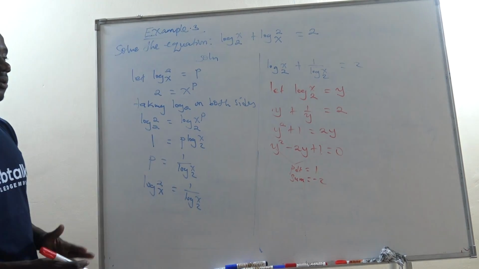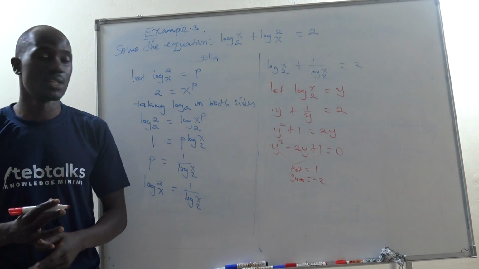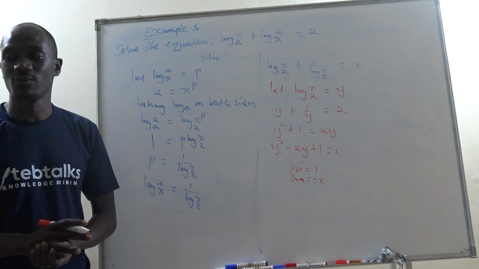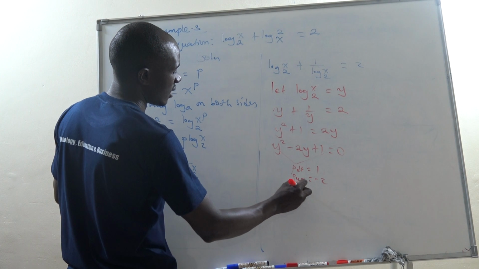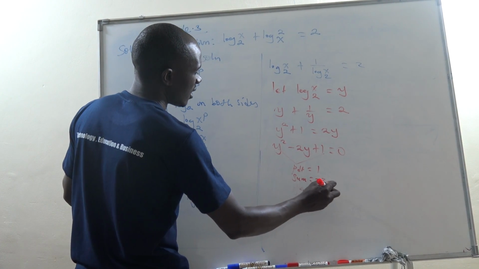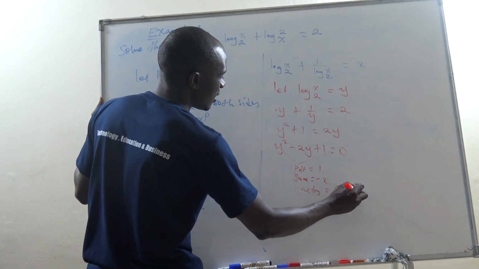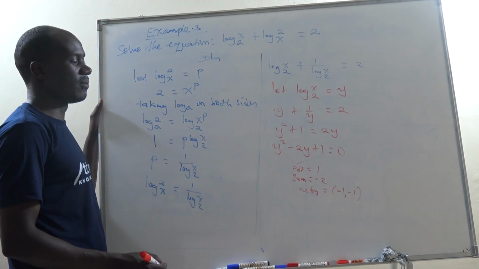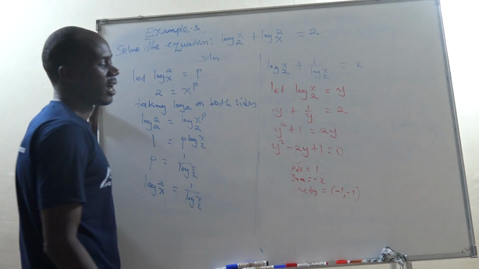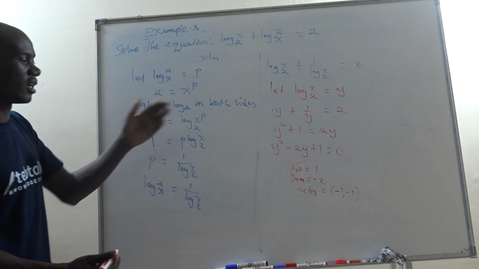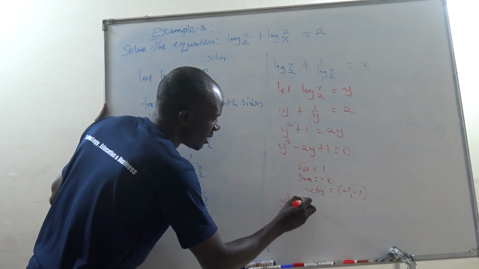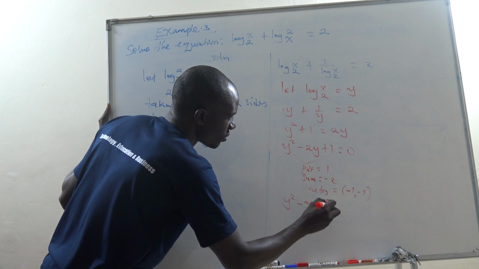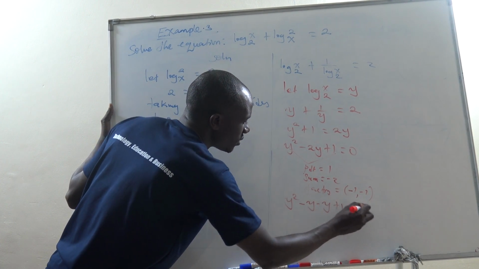We are looking for two numbers, our factors, which when you multiply you get a positive 1, and when you add you get a negative 2. So what are the factors? I can see there is negative 1, negative 1, because negative 1 times negative 1 gives a positive 1, and negative 1 plus negative 1 gives negative 2. So we have y squared minus y, again minus y, plus 1 equals 0.